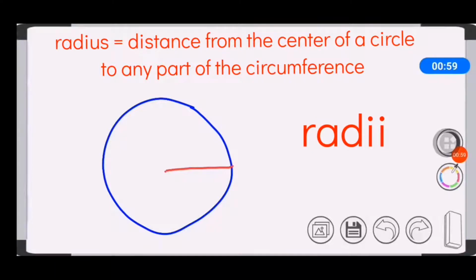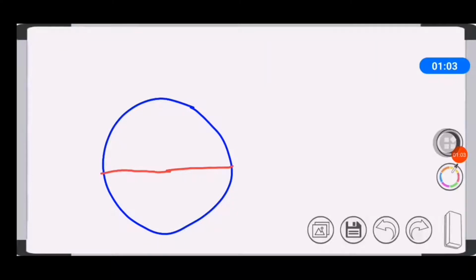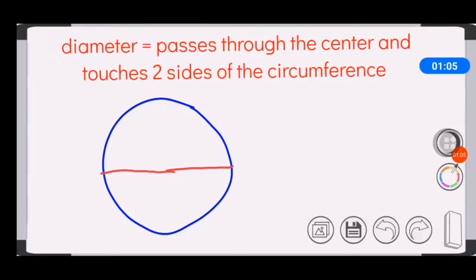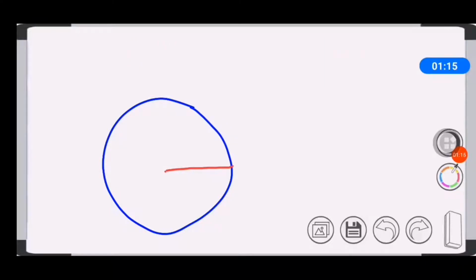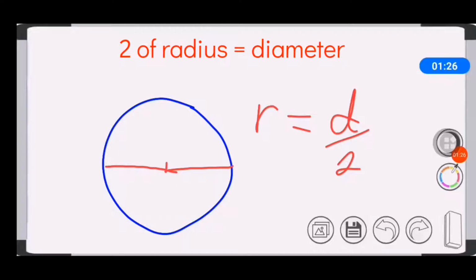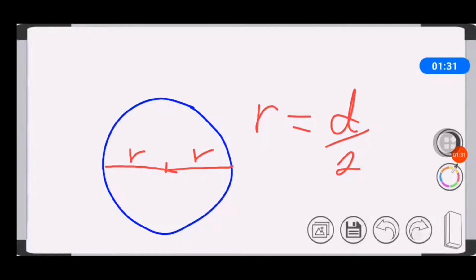All right, now a line that passes through the center but touches both sides of the circumference is called what? The diameter. So the whole thing from this point to that point is called the diameter of the circle. However, from the center to one part is called the radius of the circle. So what do we see here? The radius of the circle is what? The diameter, or half of the diameter. So if we divide the whole thing, diameter, by 2, break it into 2, then we have the radius of the circle.